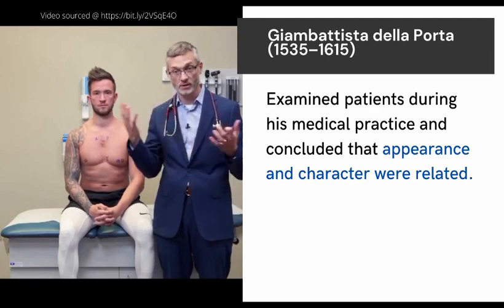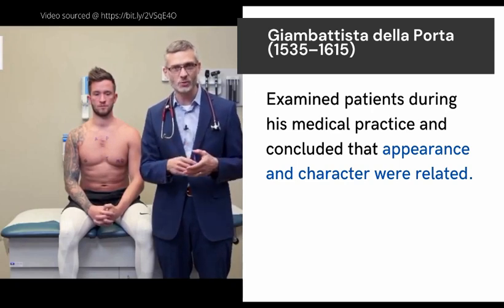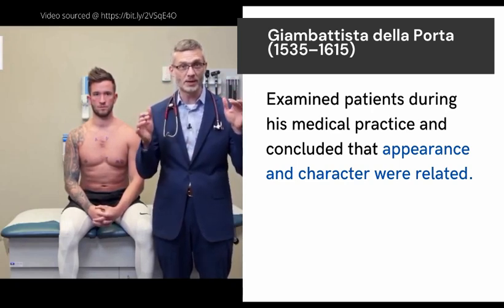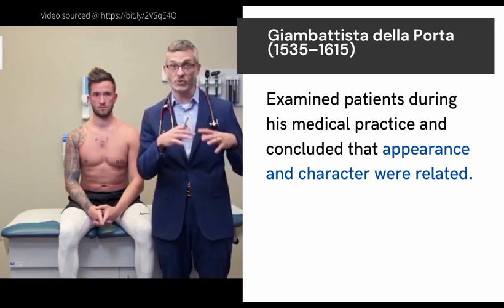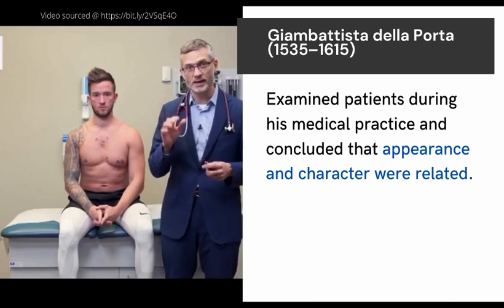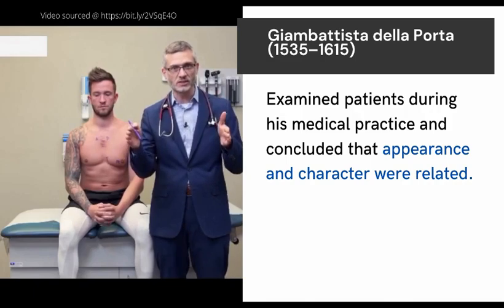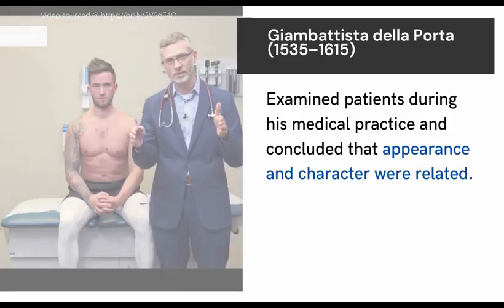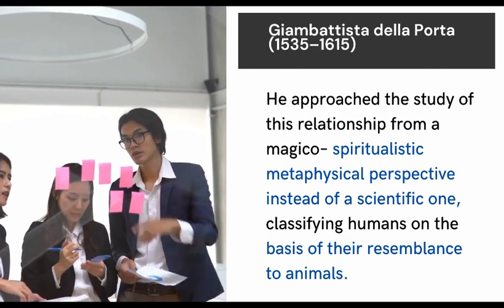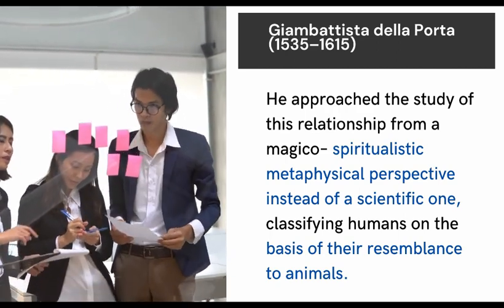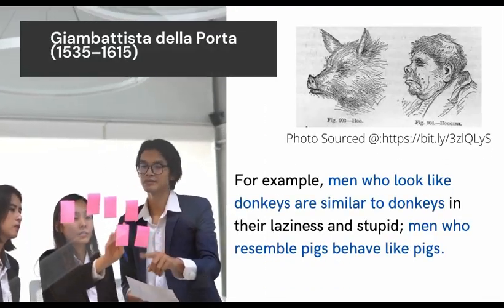1. Giambattista della Porta, 1535 to 1615. The publication of On Physiognomy in 1586 by Italian scholar Giambattista della Porta once again brought renewed focus to this belief and practice of the ancient Greeks. Della Porta, often considered the first criminologist, examined patients during his medical practice and concluded that appearance and character were related. He approached the study of this relationship from a magico-spiritualistic metaphysical perspective instead of a scientific one, classifying humans on the basis of their resemblance to animals.